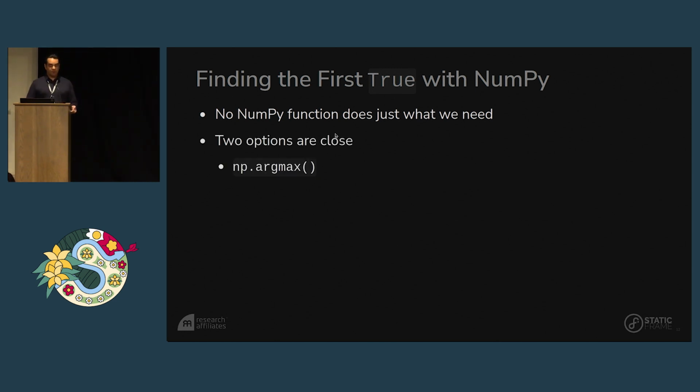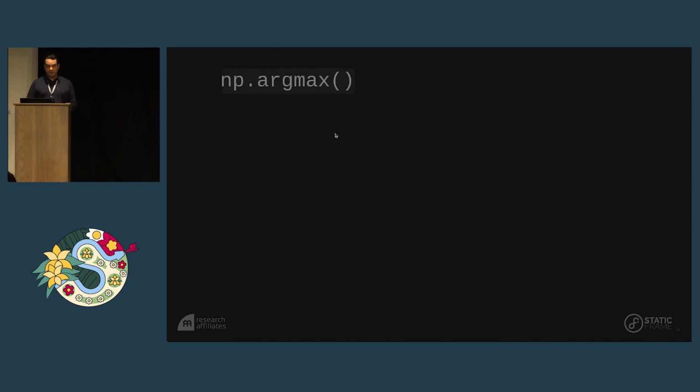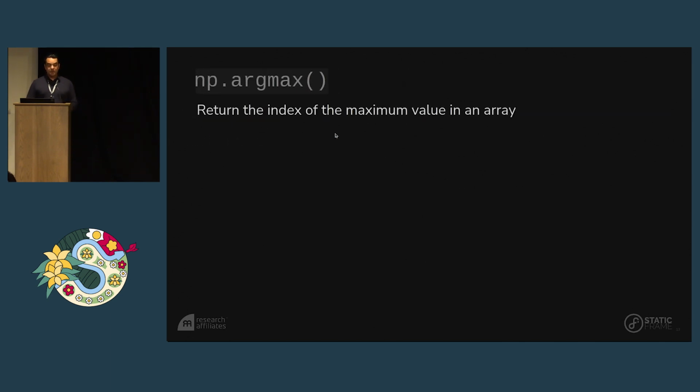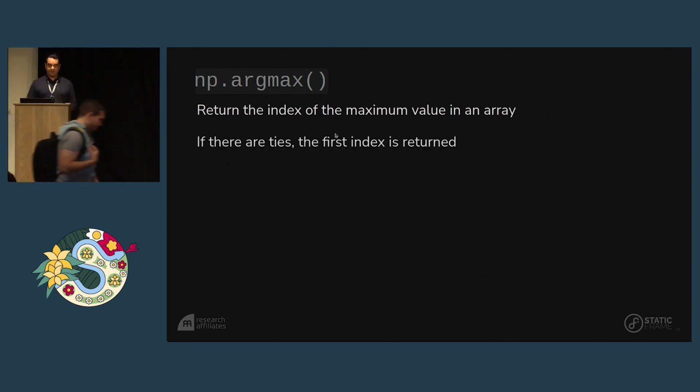So np.argmax gets us almost there, and np.nonzero is also another way to solve this problem, and we'll look at both of those in a little bit more depth. So np.argmax will return the index of the maximum value in an array. If there are ties, the first index is returned.